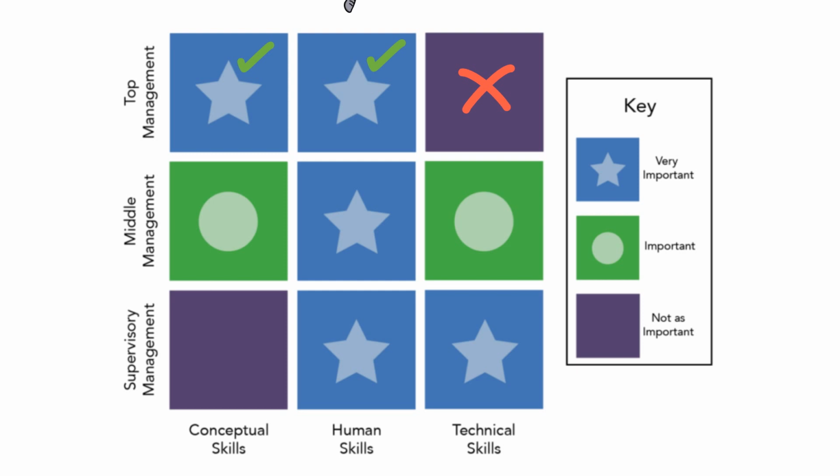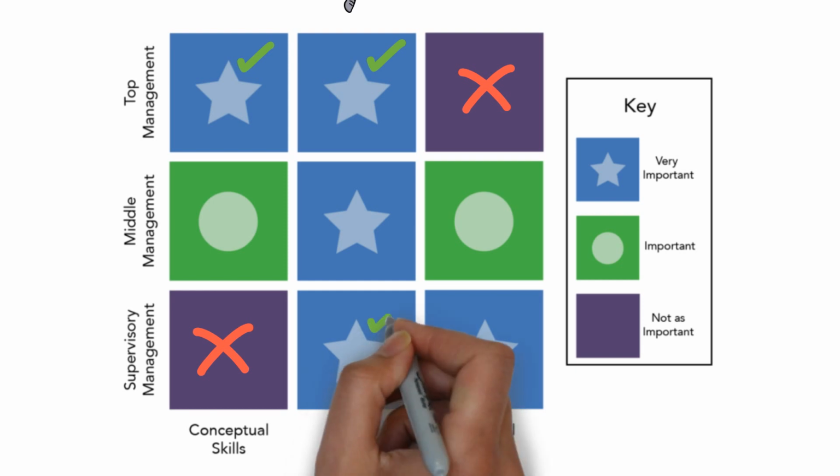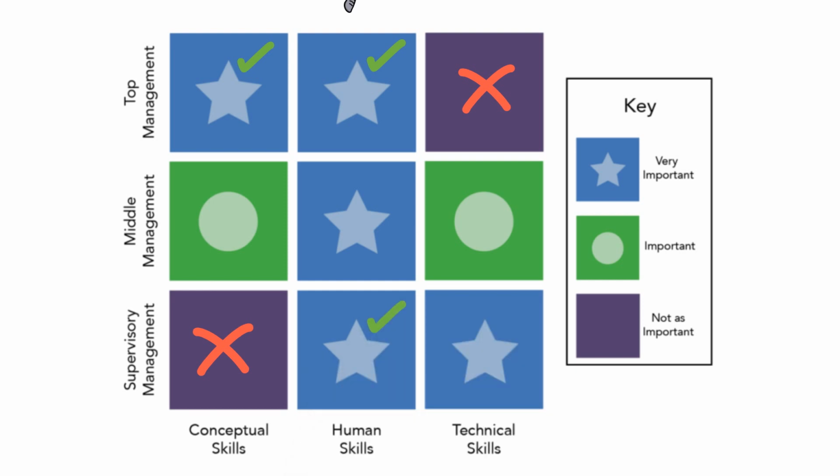Lower-level managers require some conceptual skills to understand how their department fits into the organization's overall strategy. They also require human skills to communicate effectively with their team, resolve conflicts, and motivate employees to achieve goals. Technical skills are the most important at the lower management level, as lower-level managers are responsible for ensuring that tasks are completed correctly and efficiently.